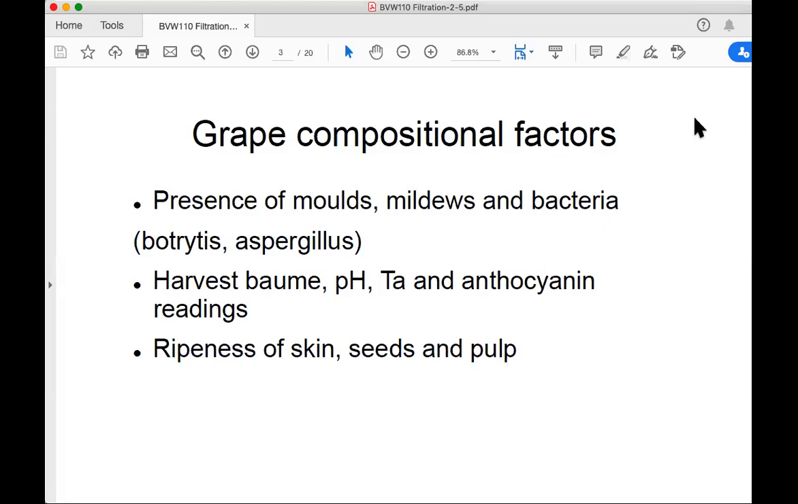Moving on now to harvest Baumé, pH, TA and anthocyanin readings, which is a measure of our colour and tannin compounds in our juice and wine. These also have an impact on filtration as well.